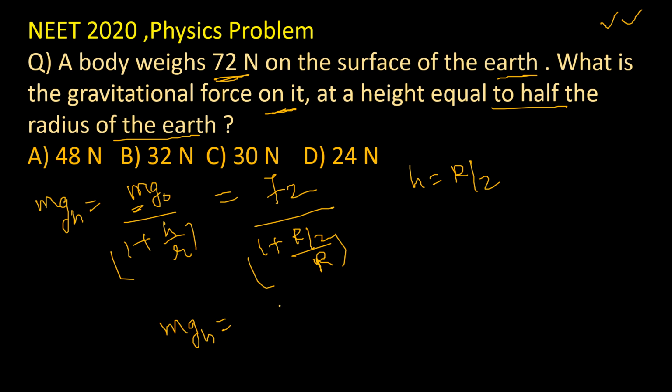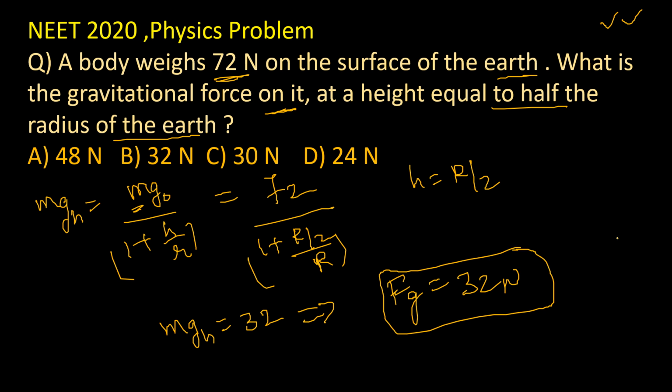mg_h, so the weight of the object at a certain height is 32 Newton. So we can also write this is 32 Newton at a certain height. So that is the answer.